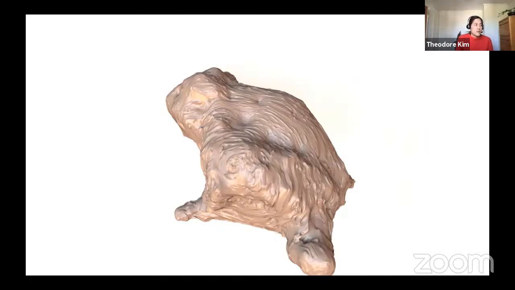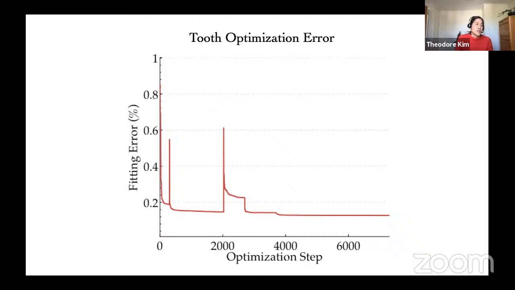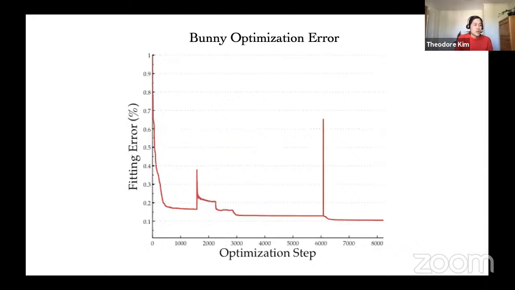And this stuff takes a while. If you're lucky, it takes an hour to optimize. If you're unlucky, it takes a day or 2 days to actually find these shapes. And here are the fitting errors. As I said, you have to kick it with various regularization terms. There's more details in the paper. You can see it converges, and then it stalls, and I have to kick it. And here it is for the bunny. I had to kick it a few times. And here it is with the frog.